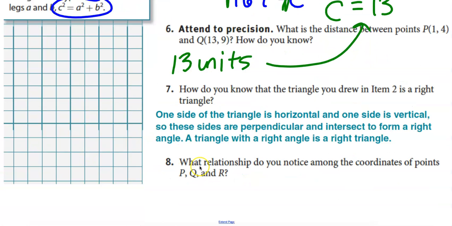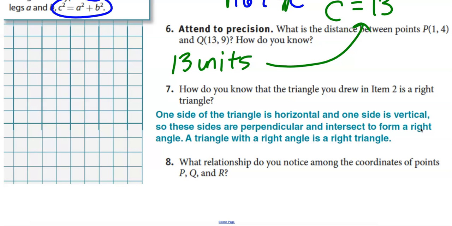We're going to write in number 7: if one side of a triangle is horizontal and the other side is vertical, these sides are going to be perpendicular, and therefore I know they're going to intersect to create a right angle. So in your own words, put something along the lines of if you have a horizontal line and a vertical line, they're going to intersect and make a 90-degree angle. All right, on number 8, press pause if you need to write that down, by the way.